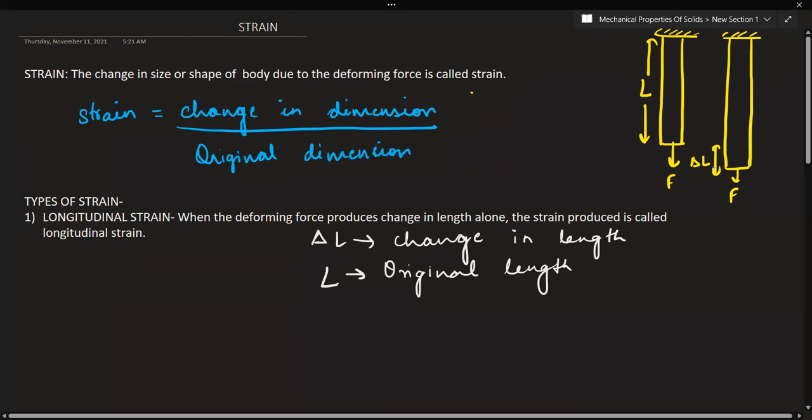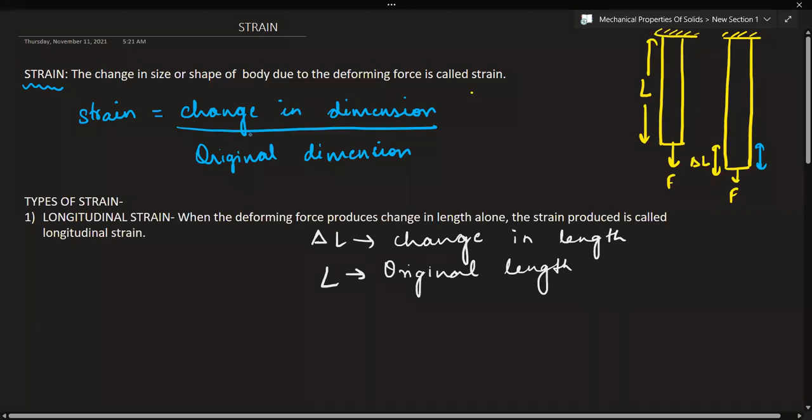This means that if this is a wire of length L and the deforming force produced in the downward direction is F, and it has extended by this much amount, which we take as delta L, then this change in length that we are able to observe divided by its original length that was taken initially gives us the physical quantity known as strain.